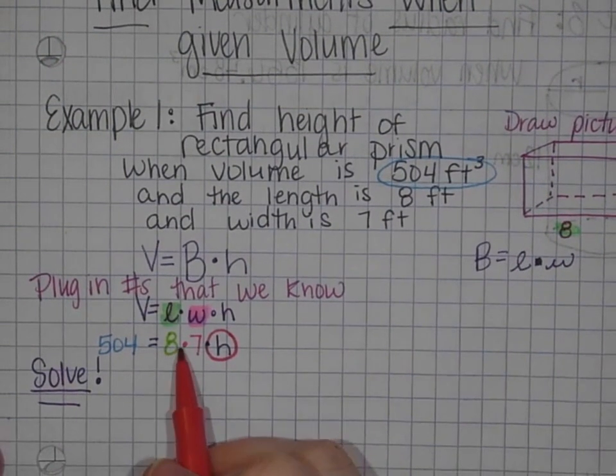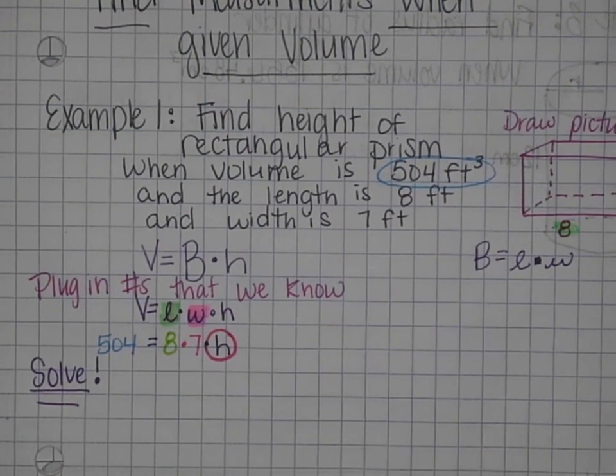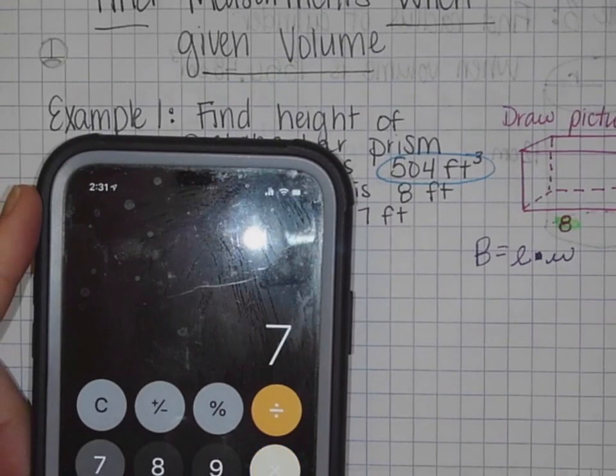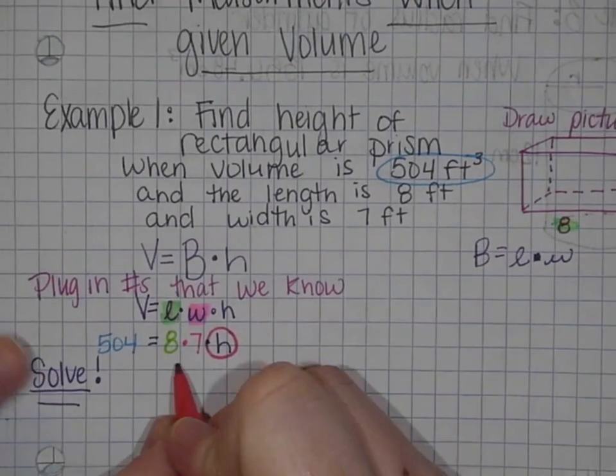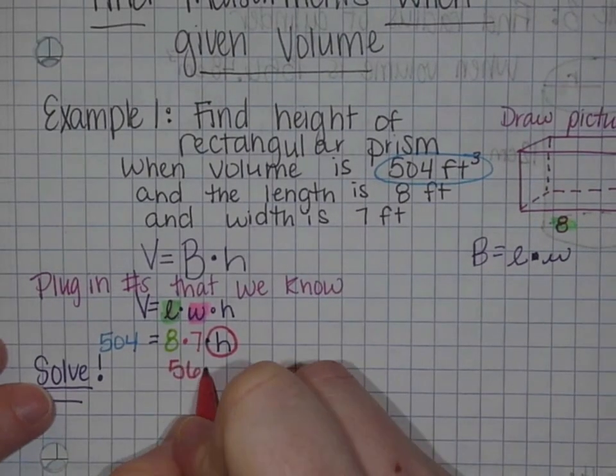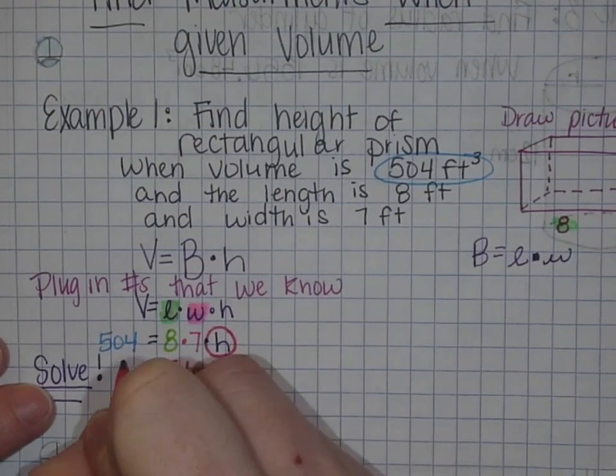So now it's 8 times 7. So let's go ahead and do that. So 8 times 7 is 56. So it's still 56 times h equals 504.